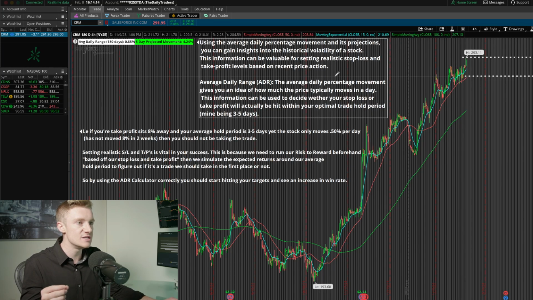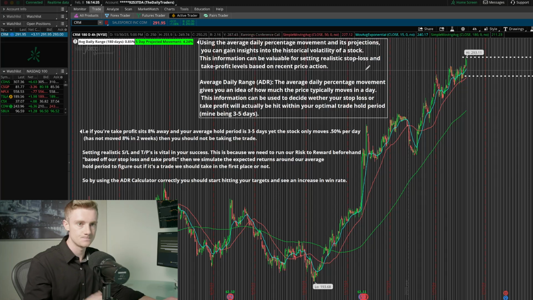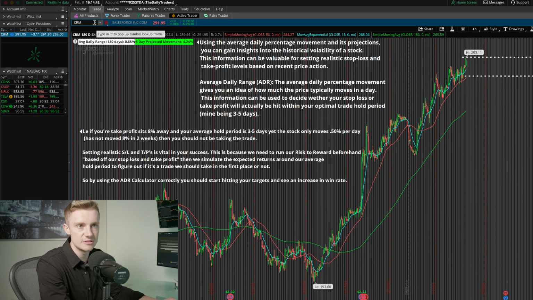It is the average daily percentage movement, which will give you an idea of how much the price typically moves in a day of that specific stock you're looking at over the last 180 days on the 4-hour time frame. This information can be used to decide whether your stop loss or take profit will actually be hit within your optimal trade hold period, mine being 3 to 5 days. So up here you can see over the last 180 days, the stock specifically that I'm on is ticker symbol CRM. So over the last 180 days, CRM has on average moved 0.85% a day.